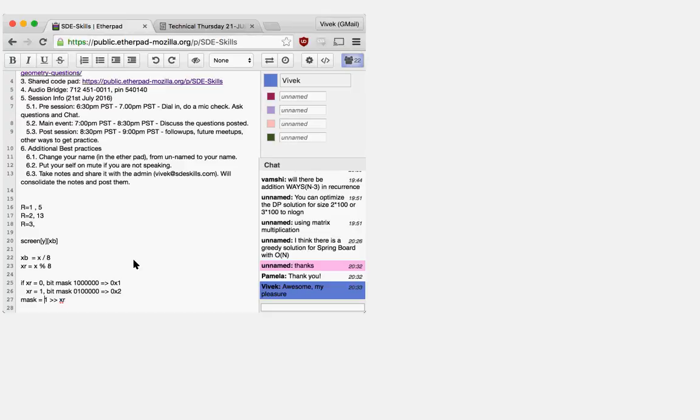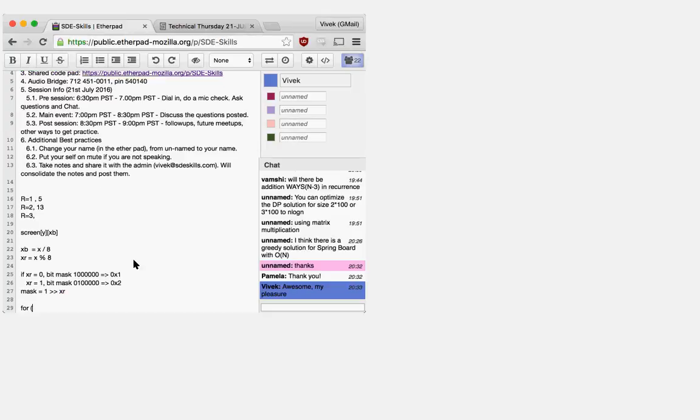Any concerns? So you're talking about shifting it. Yeah, bit shifted, right? You don't have to create masks. You just create the mask dynamically. You don't have to have 8 constants, as you said.